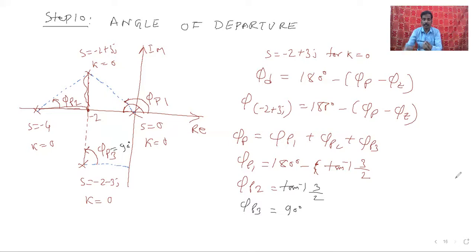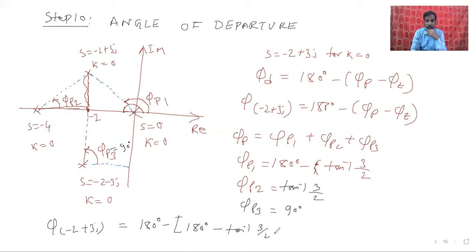Then calculate the angle of departure at minus 2 plus 3j: 180 degrees minus 180 degrees minus tan inverse 3 by 2 plus tan inverse 3 by 2 plus 90 degrees. This is equivalent to minus 90 degrees. So angle of departure equals minus 90 degrees with respect to minus 2 plus 3j.